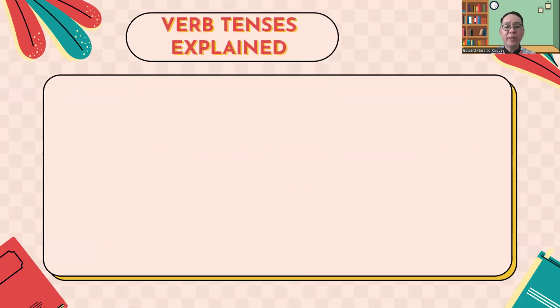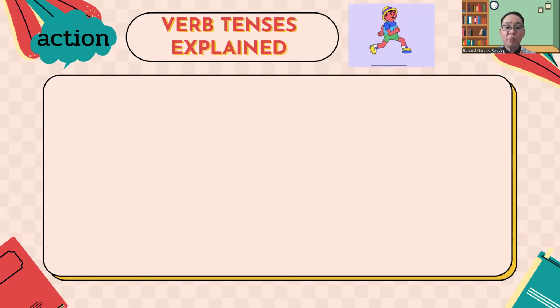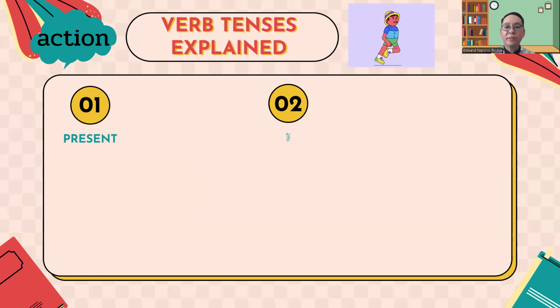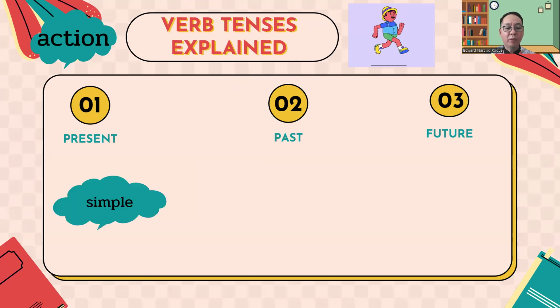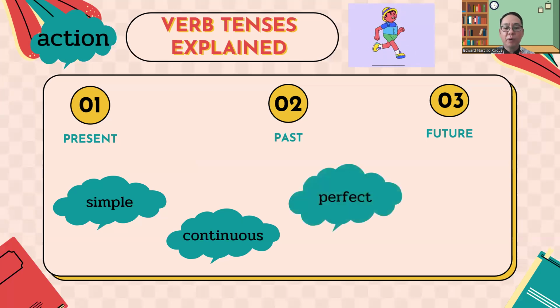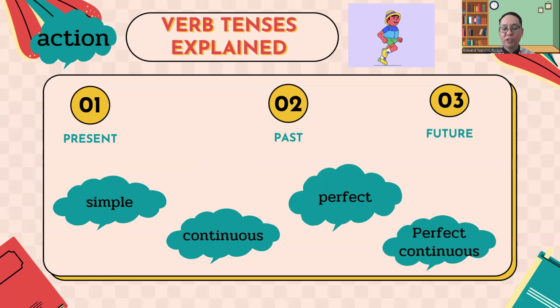Let's start with the basics. In English, verb tenses tell us when an action happens. There are three primary tenses: the present, the past, and the future tense. Each of these tenses can be further divided into four aspects: the simple, continuous or progressive, perfect, and perfect continuous. We'll go through each one step by step.